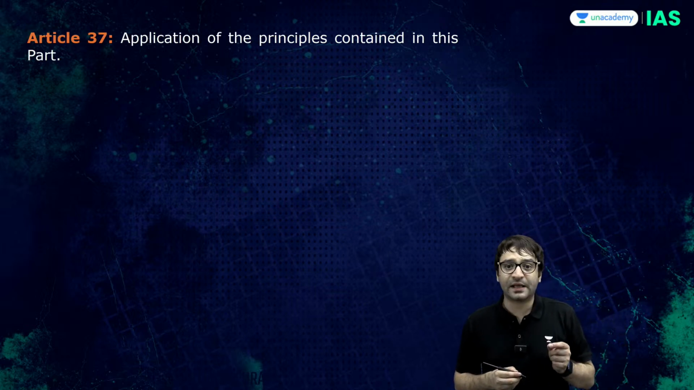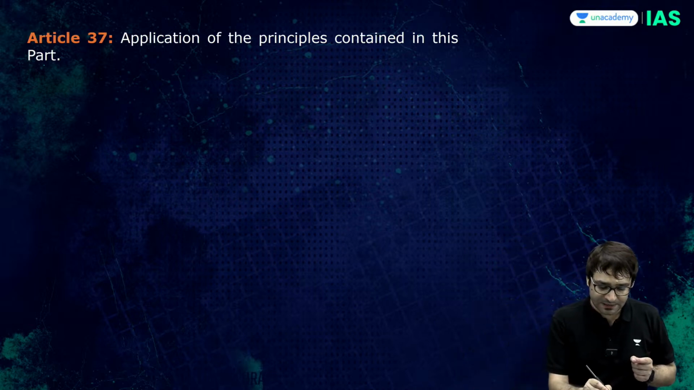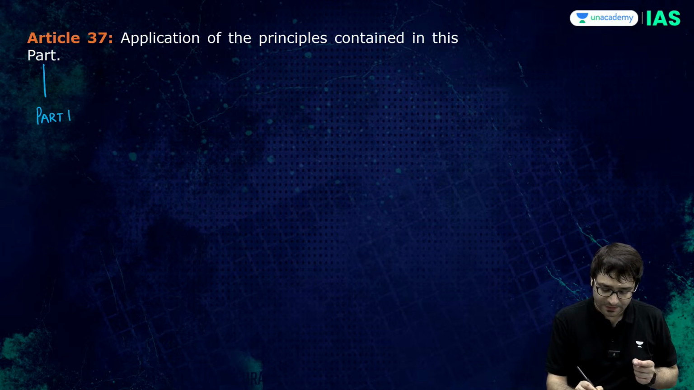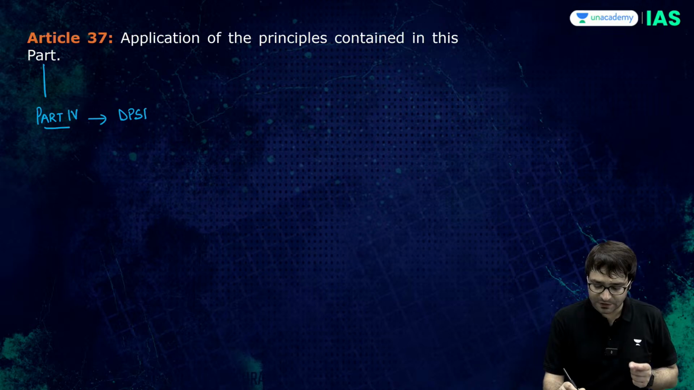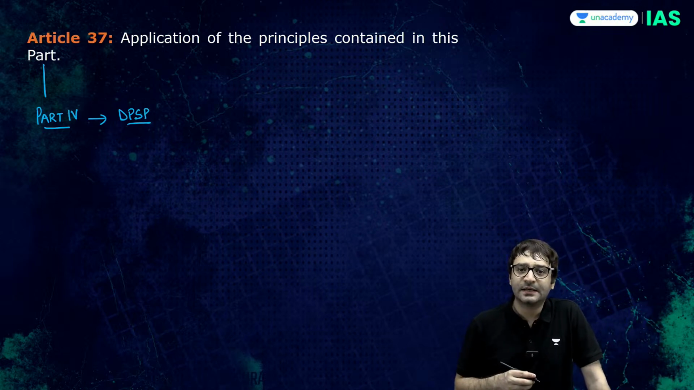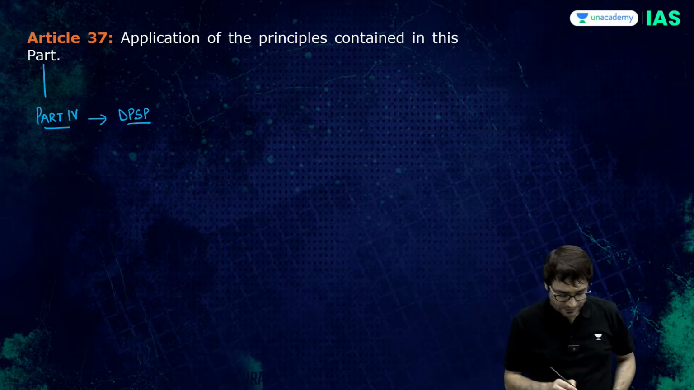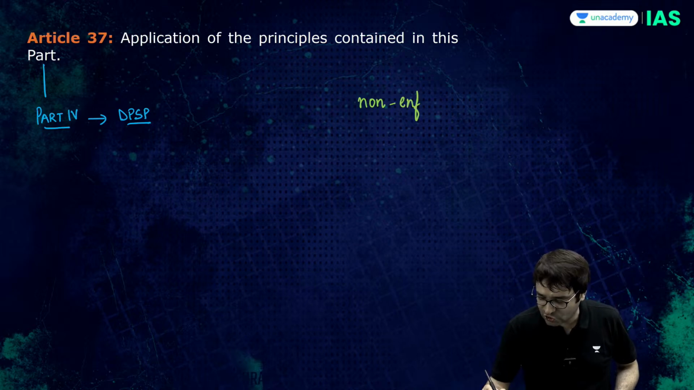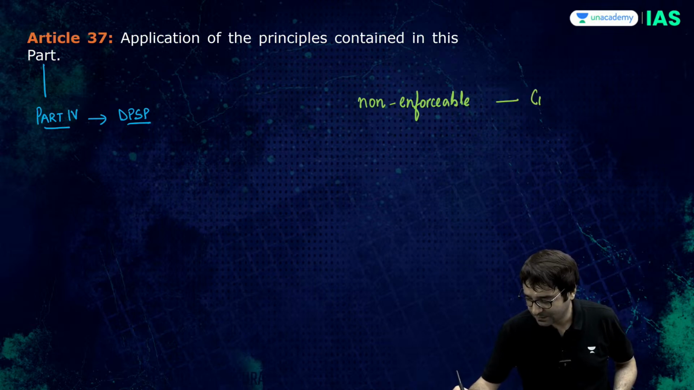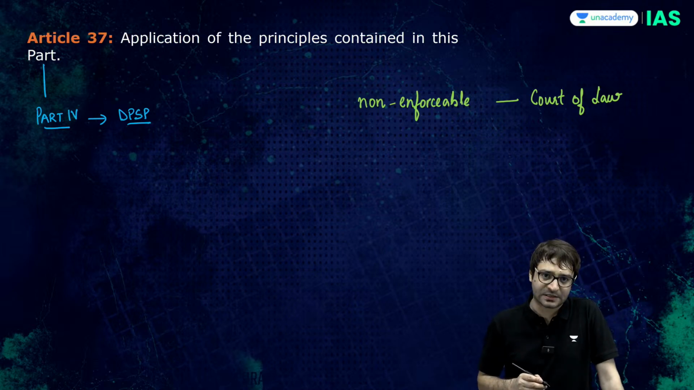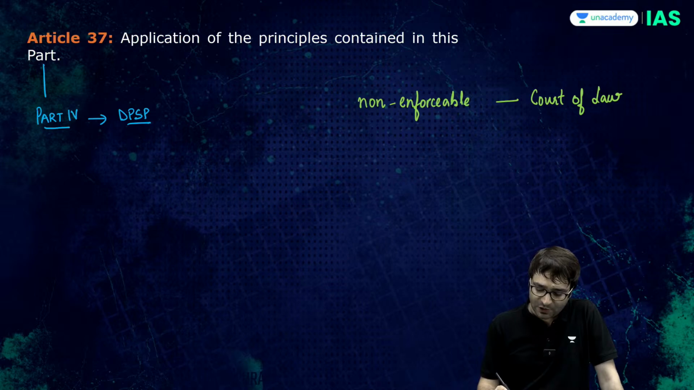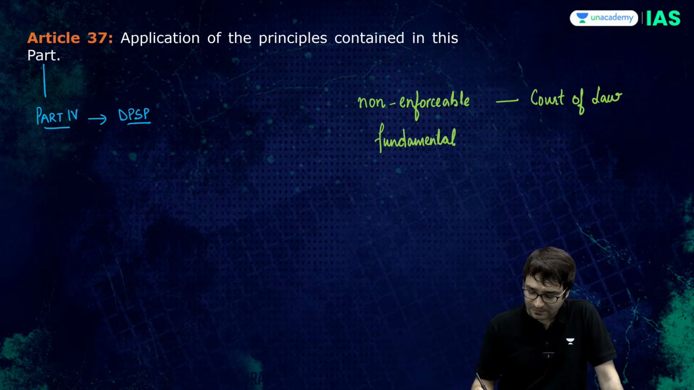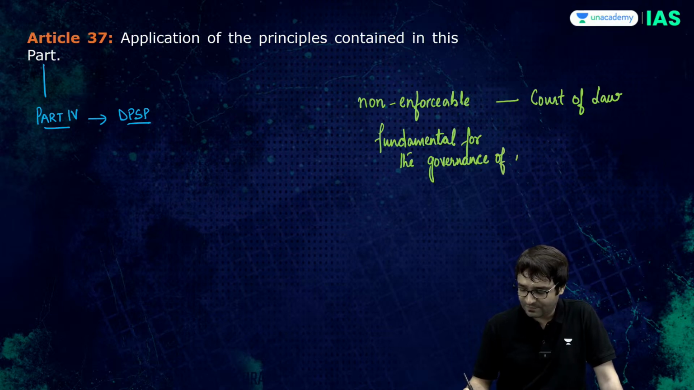Article 37. Application of the principles contained in this part. And which is this part? Part 4 of the Constitution. Part 4 deals with Directive Principles of State Policy. And Article 37 talks about two important characteristics of Directive Principles. Which are these two important characteristics? One, these principles are not enforceable in a court of law. Nevertheless, it shall be the duty of the state to implement them, because these directive principles are fundamental for the governance of the country.